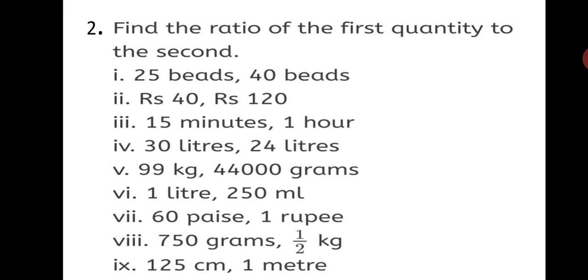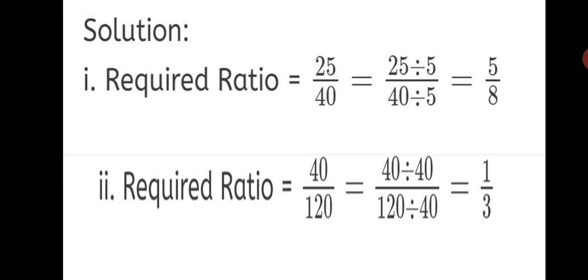Let's see how to solve it. First sum. The required ratio given to us is 25 upon 40. 25 beads and 40 beads, you write it down as 25 upon 40. It can be divided easily by 5. Hence we divide by 5. And your final answer is 5 upon 8. This is the required ratio. Similarly, second sum, in the question you will see 40 rupees, 120 rupees. So the required ratio you will write as 40 upon 120 because the units are same.